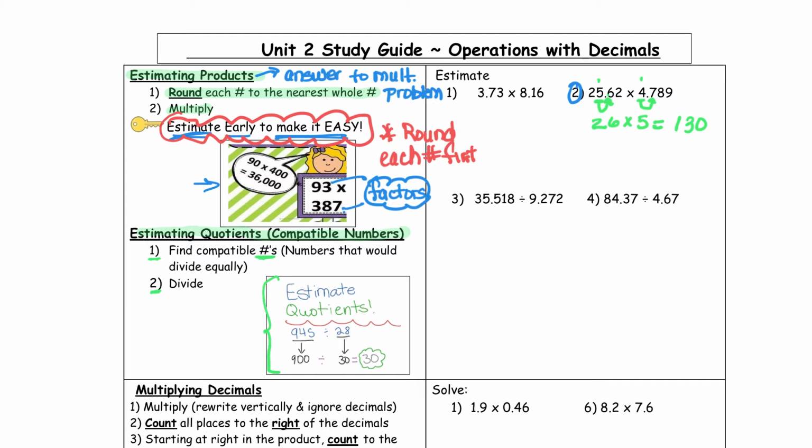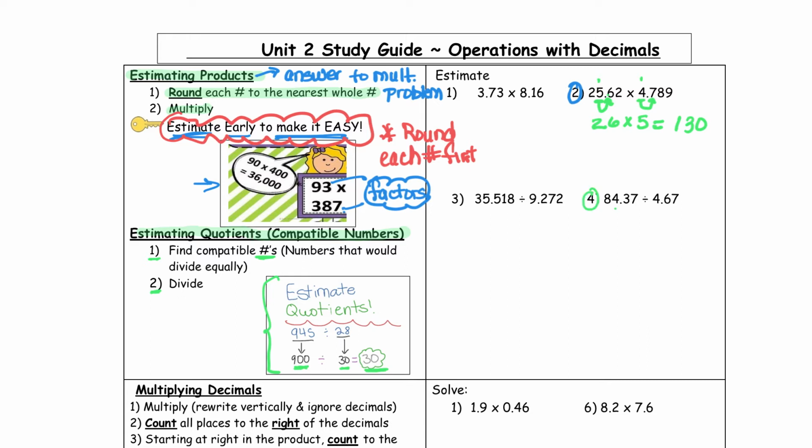If you take a look at the example here, 945 divided by 28. 945 could round to 900, so if we rounded 945 to 900, we would round 28 to 30 so that it goes in evenly. Let's take a look at problem number 4.